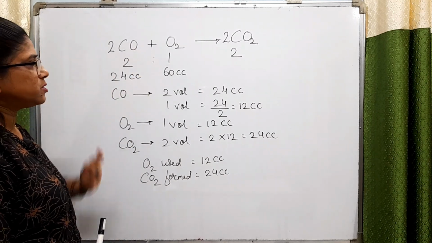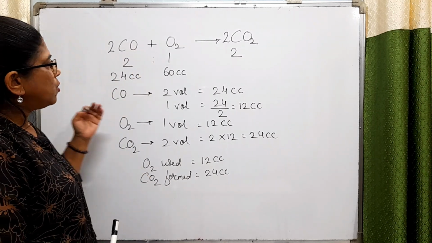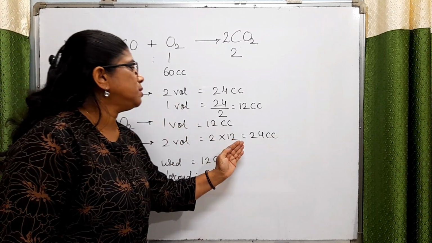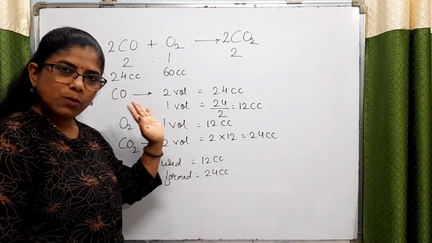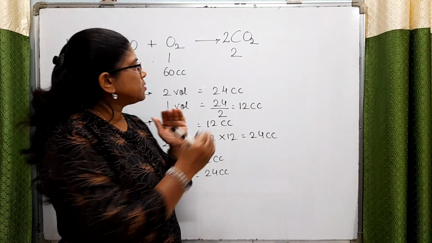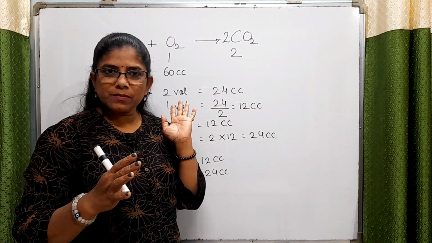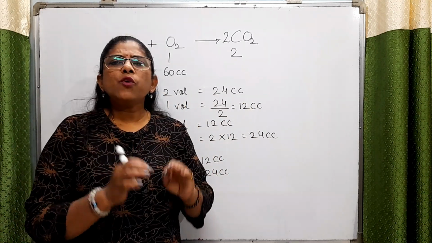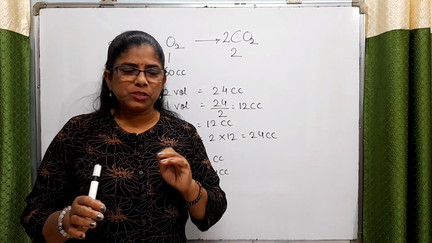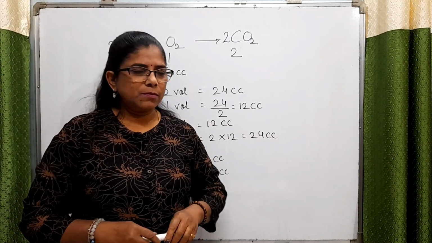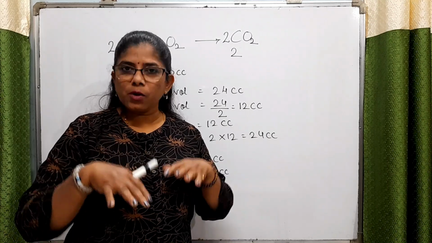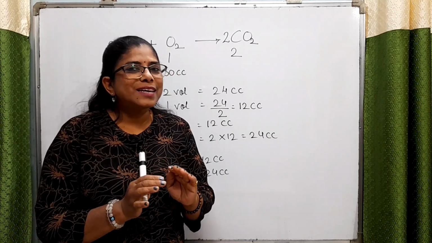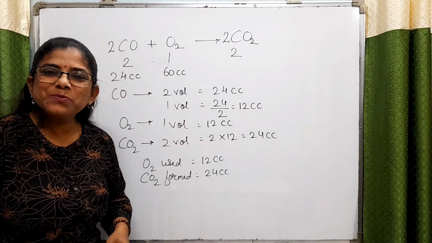Oxygen used in this reaction is 60 cc. From that 60, only 12 is used here. Okay, only 12 cc is used. So 60 minus 12, 48. 48 cc of oxygen is left unused. This is not asked, so we will not write. Only for your understanding, I explained you in this problem.